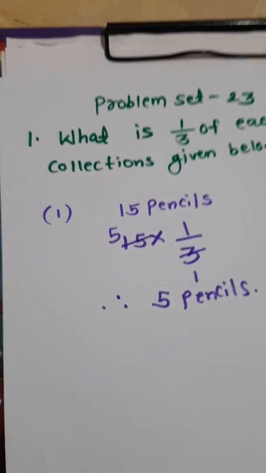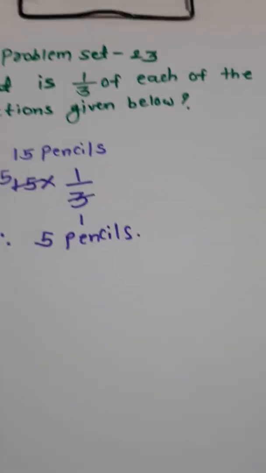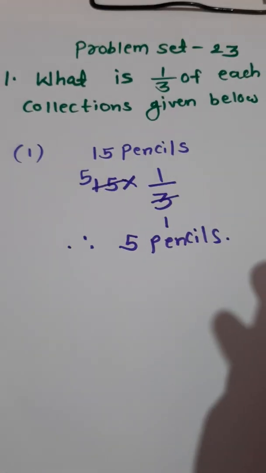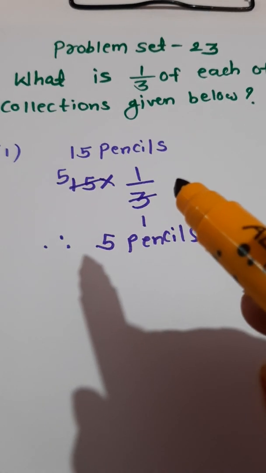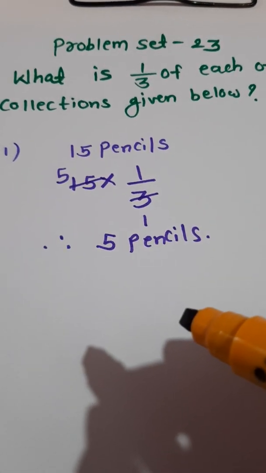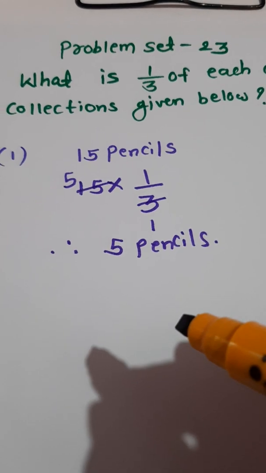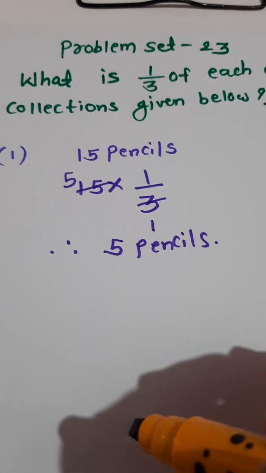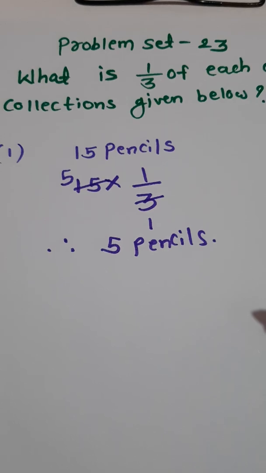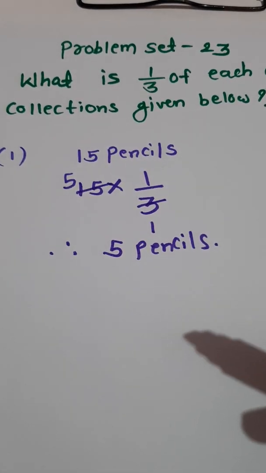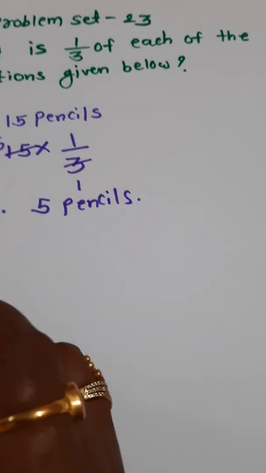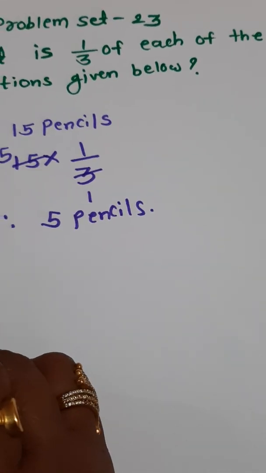Very simple to solve. This is the method to find out 1/3. What to do? How many objects are given? Write that number of objects into 1/3. Otherwise you can write 1/3 first into the given objects. Any way you can solve, you will get the same answer.